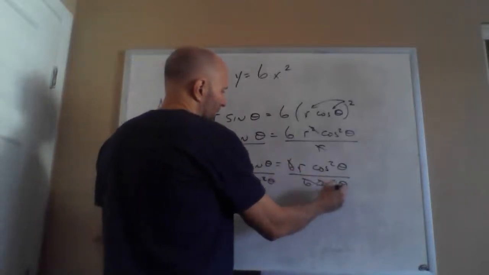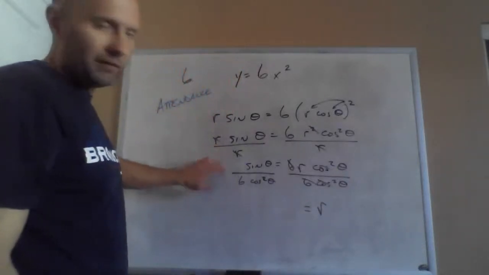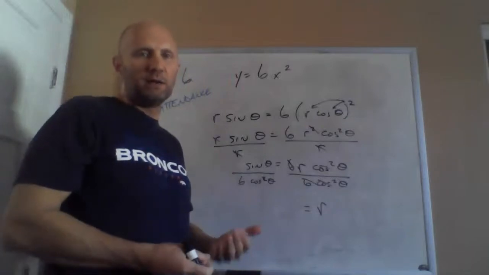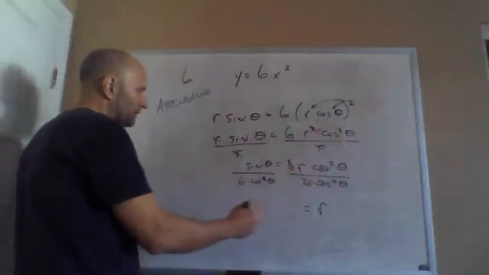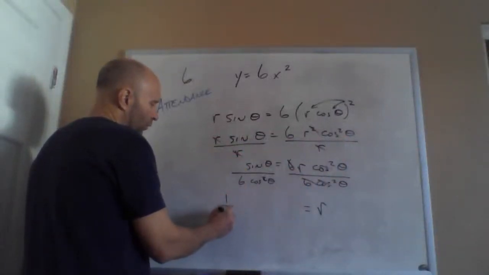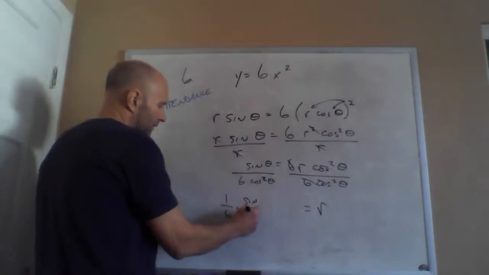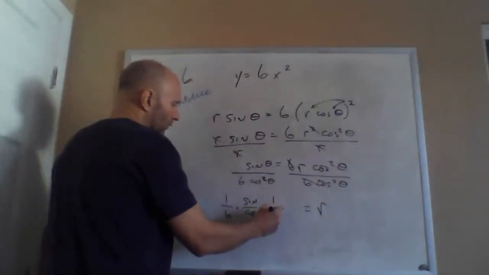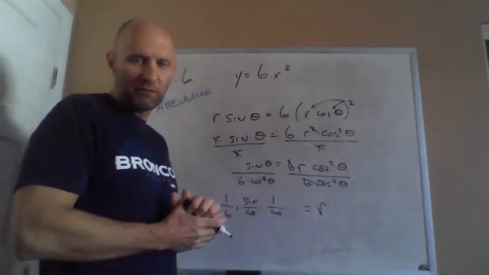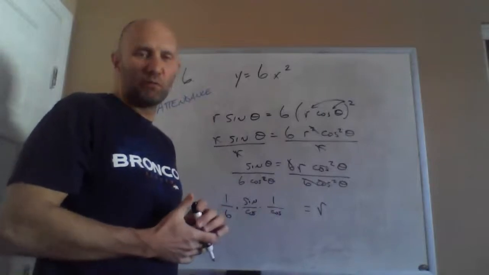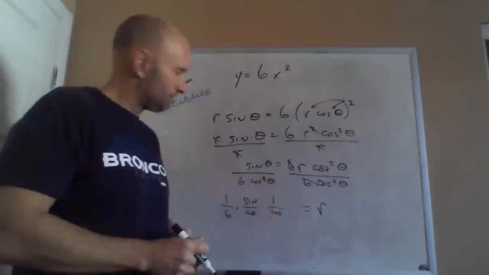So over here, everything cancels out except for the r. And on the left, I'm going to do that little trick we did when we were doing simplify and proof problems, which is to say I'm going to break this thing apart. So this is like 1 over 6 times sine over cosine times 1 over cosine. Does that make sense to everybody? If you guys remember back in 7-1, where we broke it apart.